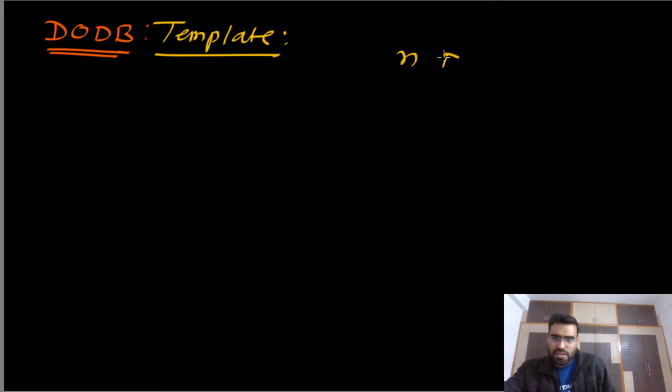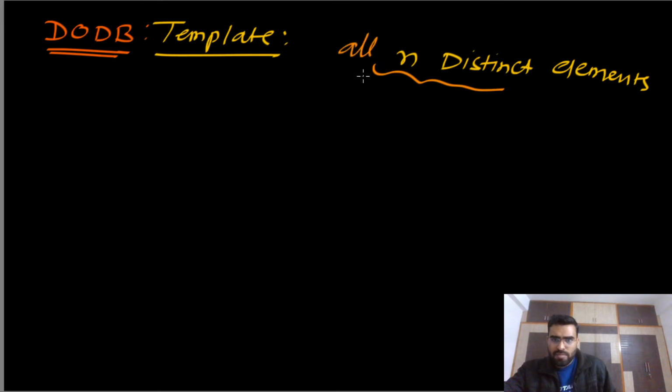So for this DODB, what is the formula? What is the template? I will tell you. The template is like this. You have n distinct objects, n distinct elements, and you are distributing all of them.